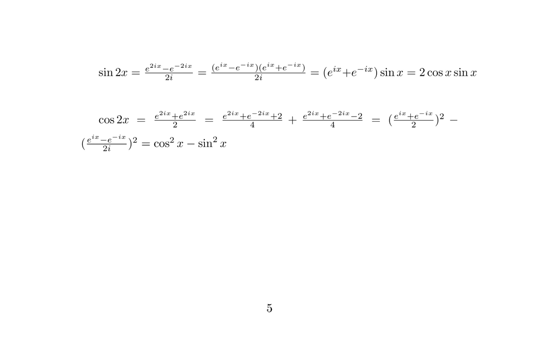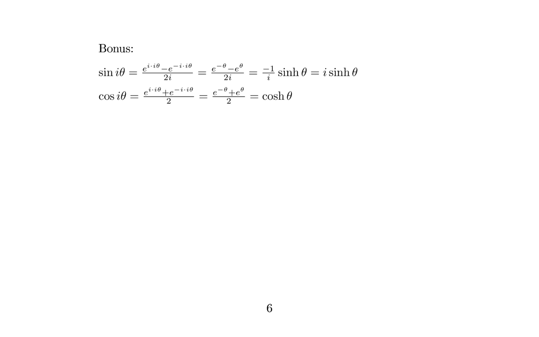The next identity is for sine 2x and cosine 2x. Again, we can rewrite them as their complex notations and use some algebra to open them up into sine x and cosine x, as you can see in the picture.